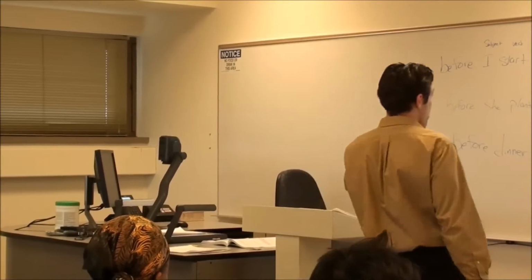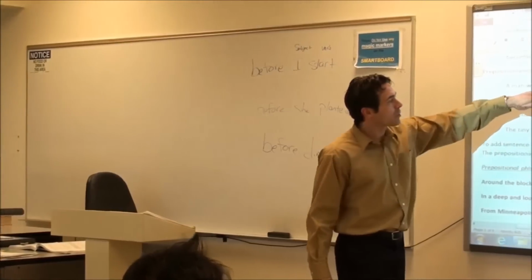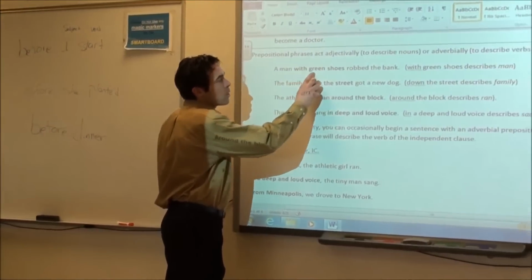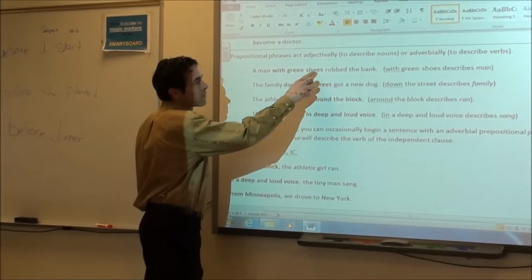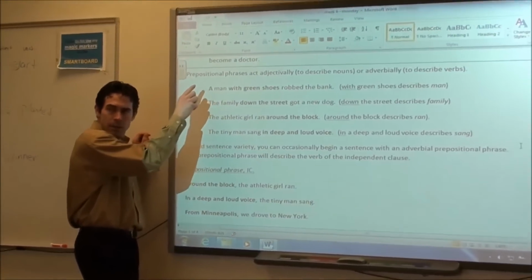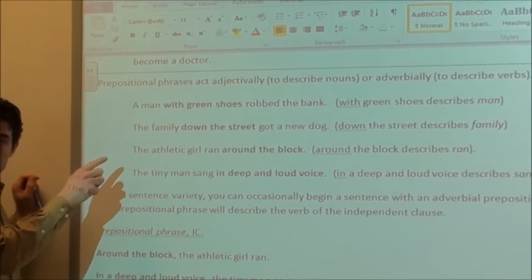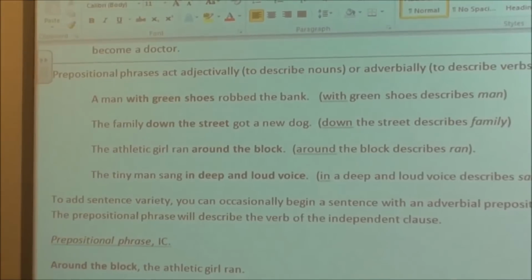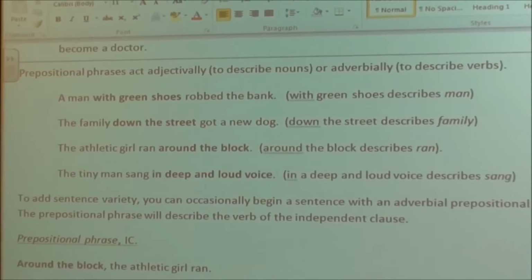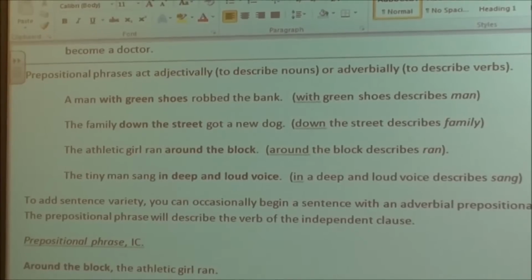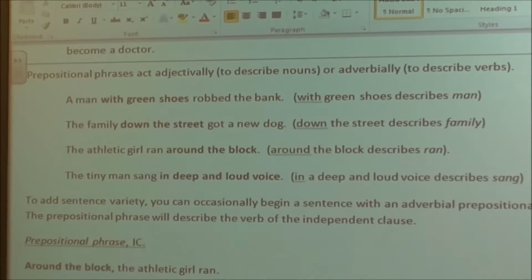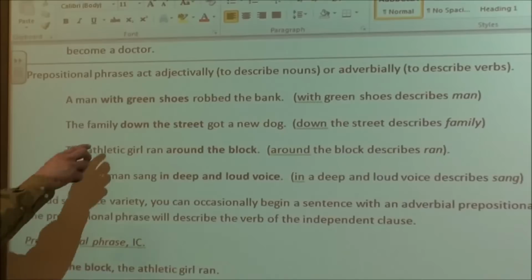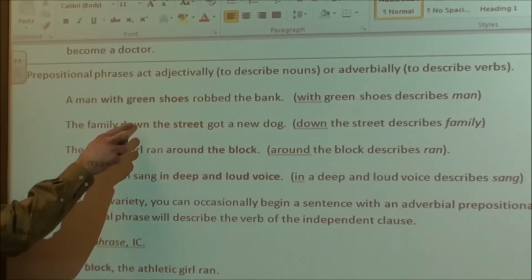So let's look at an example. A man with green shoes robbed the bank. Notice how with green shoes describes what? The man. Okay? With green shoes describes the noun of the sentence. With green shoes is acting as an adjective. It's acting adjectively. The family down the street got a new dog. Down the street is the prepositional phrase describing family.